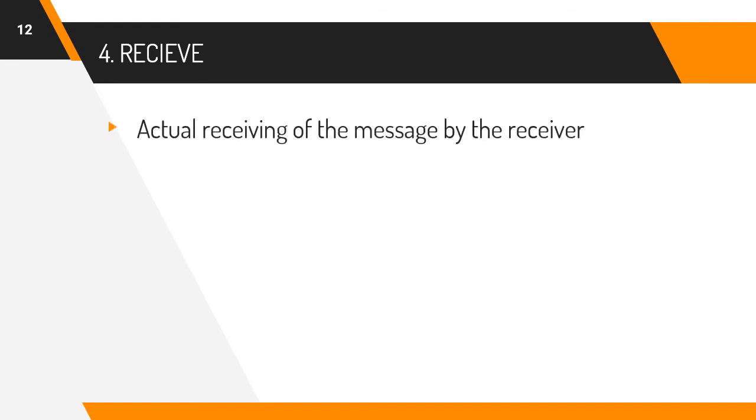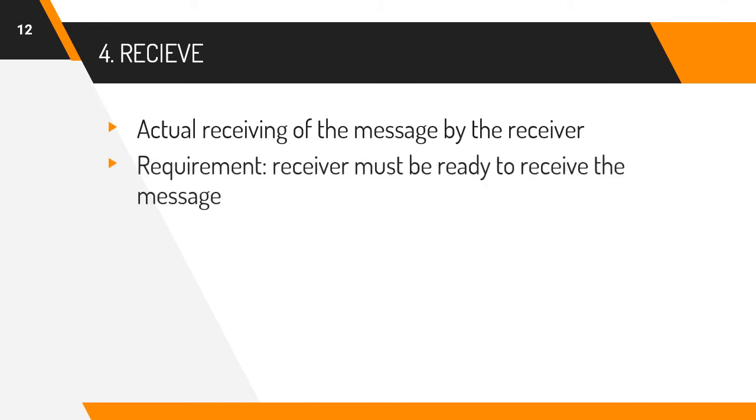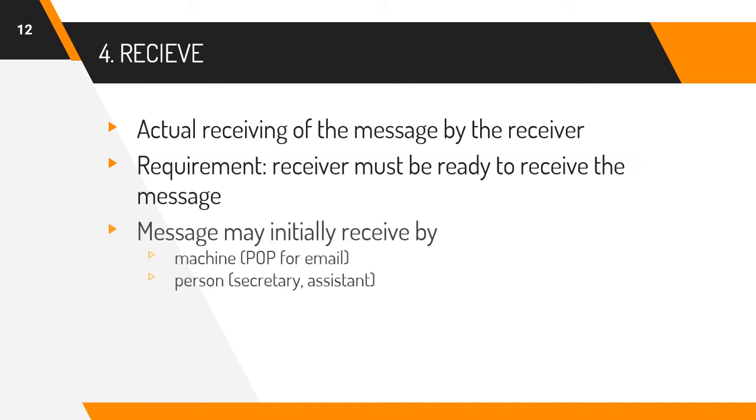The next step in the communication process is the actual receiving of the message by the intended receiver. The requirement is for the receiver to be ready to receive at the precise moment the message is relayed by the sender. The message may be initially received by a machine or by a person. In any case, communication stops when the machine is not turned on or the receiver or the person assigned to receive the message does not listen or pay attention properly.